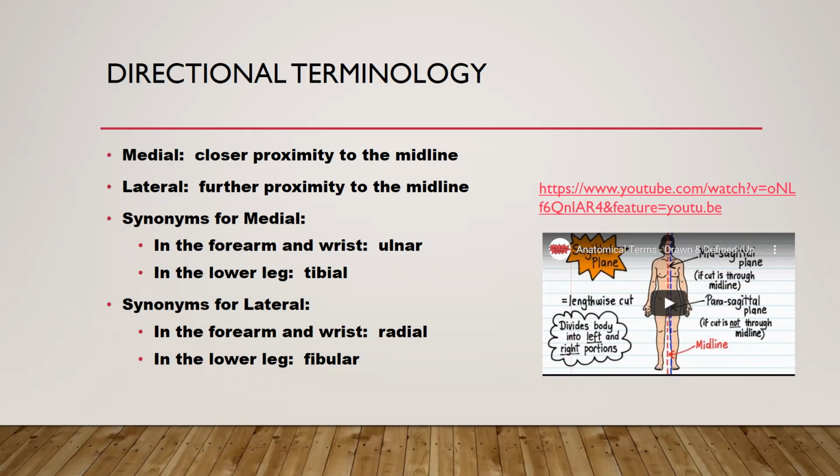And because we're in the medical field, we like to use words that mean the same thing. We make a bunch of different words that mean the same. So for medial, you might hear somebody say the ulnar side or the tibial side. These are bones that are more medial versus radial or fibular. These are more lateral structures. So again, laterally meaning in the body, pushing towards the outside, away from the midline.